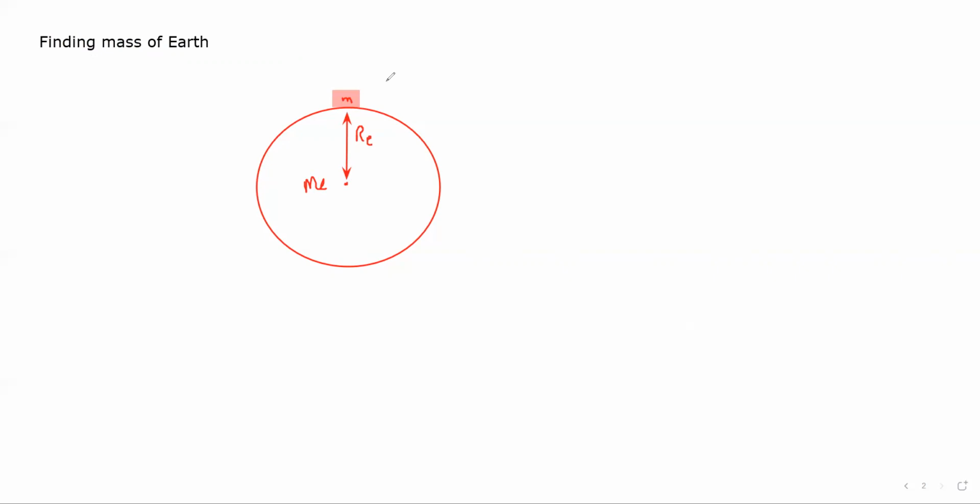According to Newton's law of gravitation, the two objects, one is the Earth, another is an object of mass m, placed there. Newton's law of gravitation states that the force of attraction between them is F equals G m1 m2 over r square. So here we have force F, which equals G, the gravitational constant, times the mass of Earth, times the mass of the object, divided by the distance between them, which is equal to the radius of Earth square.